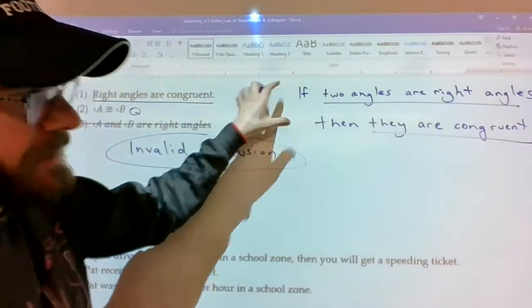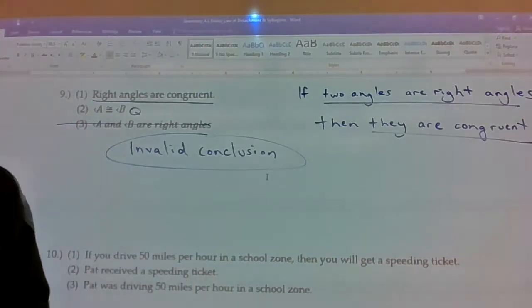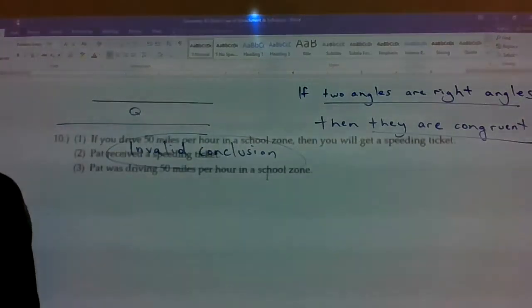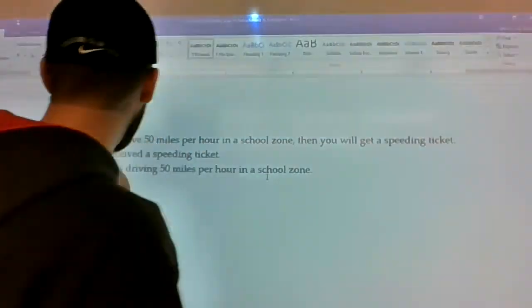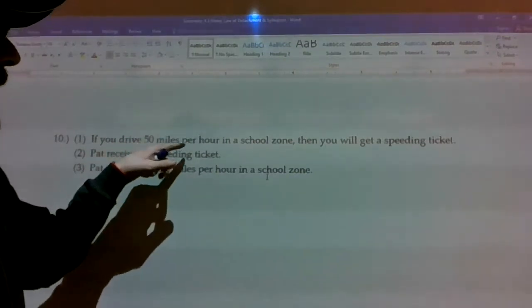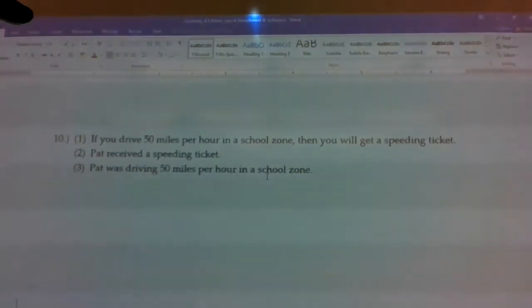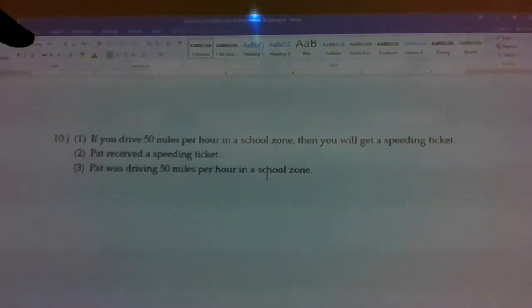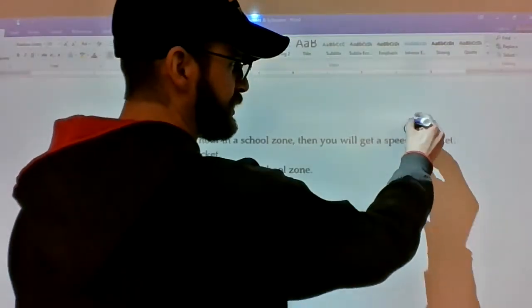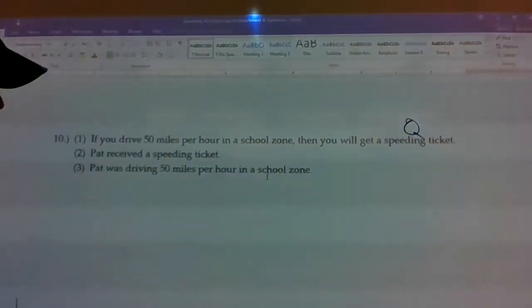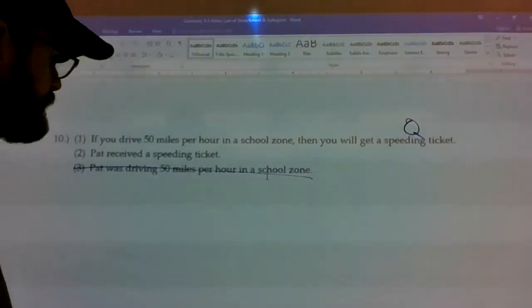Although you see it was kind of going the law of detachment route. One if-then statement. They give you a hypothesis. You're seeing whether or not the conclusion works. All right. And then here's the last one. If you drive 50 miles per hour in a school zone, then you will get a speeding ticket. Pat received a speeding ticket. Pat receiving a speeding ticket is the Q part of the statement. You cannot conclude that he was going 50 miles per hour in a school zone.